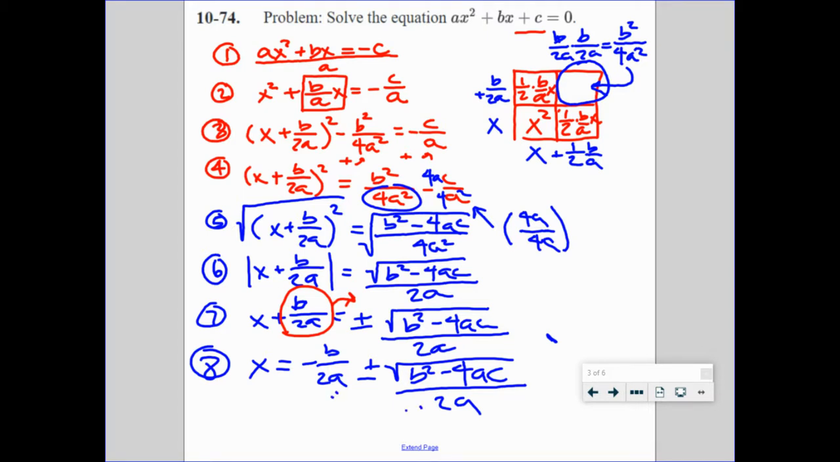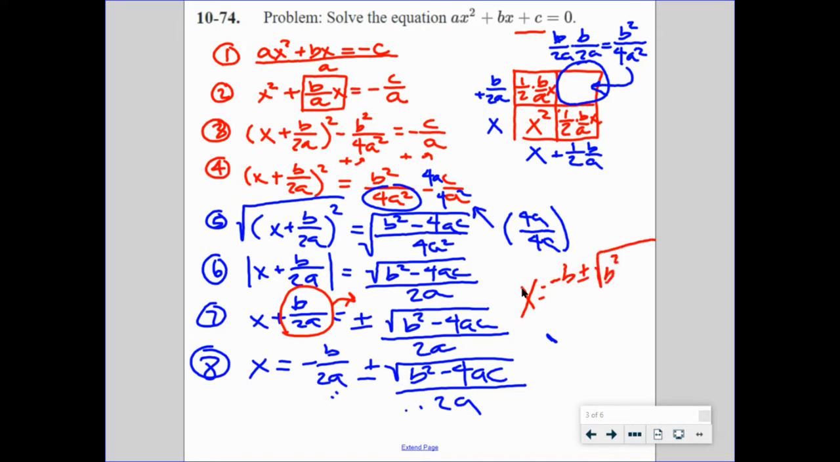So when we simplify or combine those, your ending should be x equals negative b plus or minus the square root of b squared minus 4ac all over 2a. That's exactly what we wanted. All right, so that is how we get the quadratic formula.